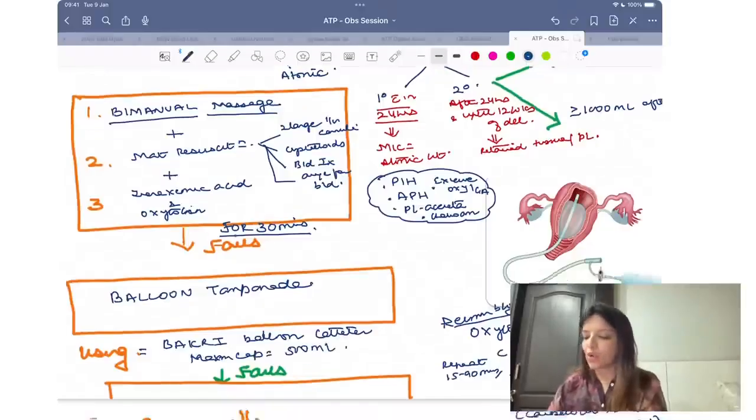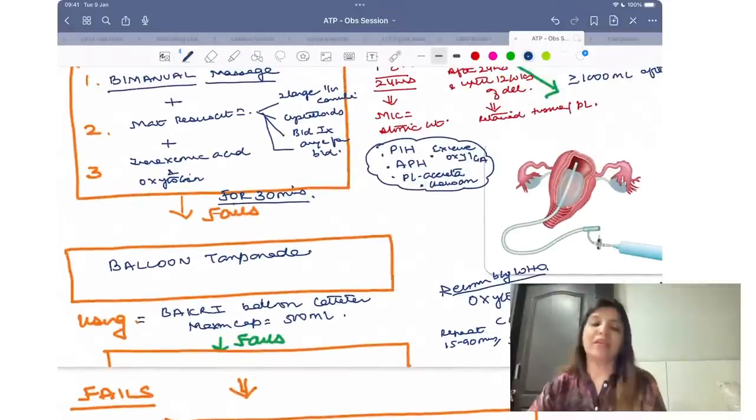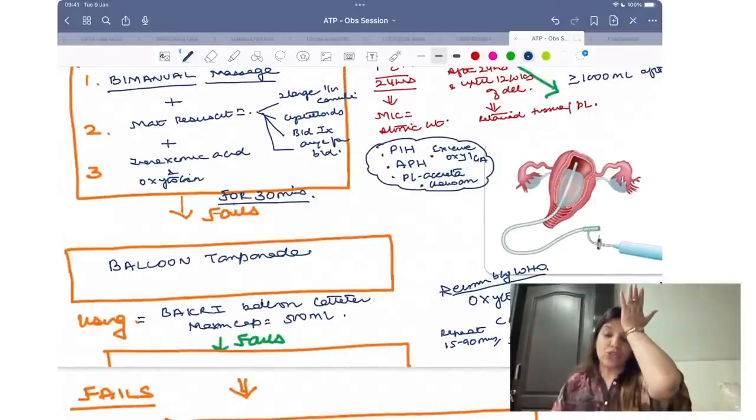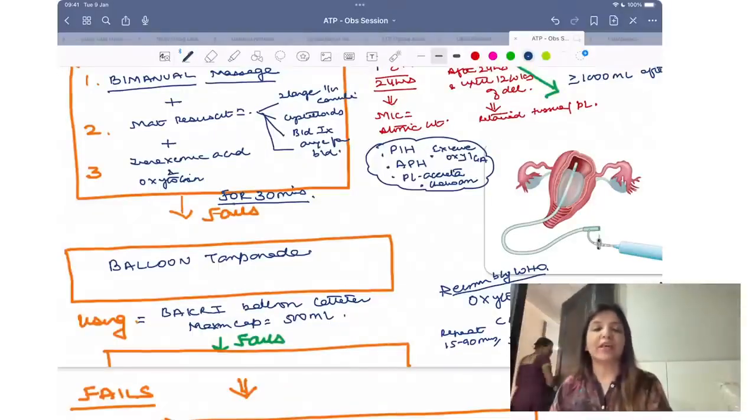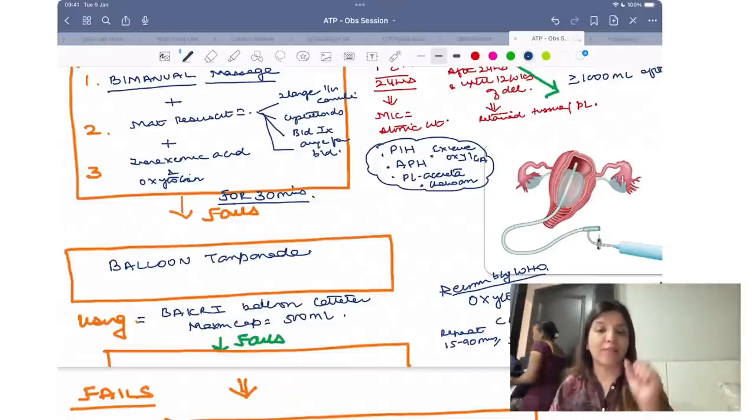Now, if this is also going to fail, you tell me, if by pressure the bleeding doesn't stop from the forehead of your roomie, what do you do? You immediately take her to the emergency so that stitches can be applied.